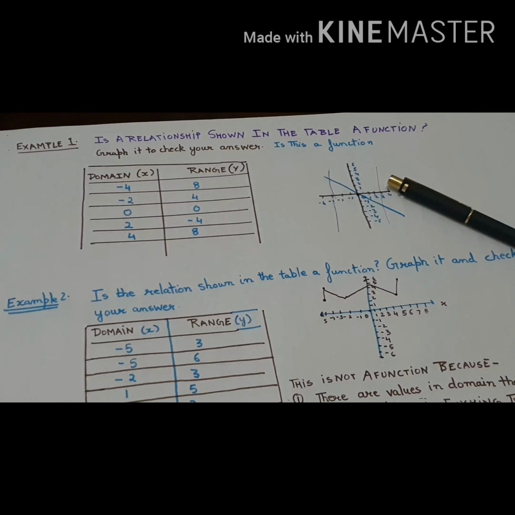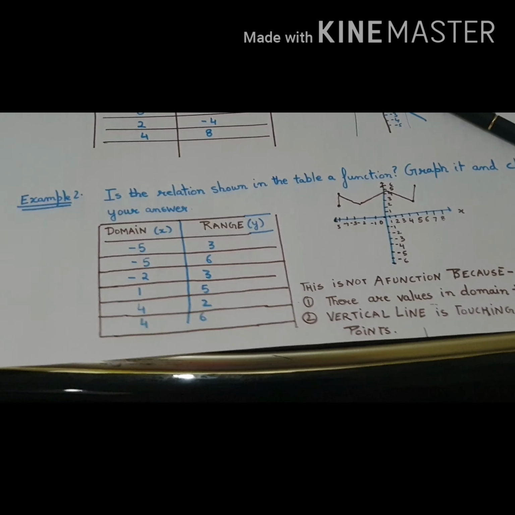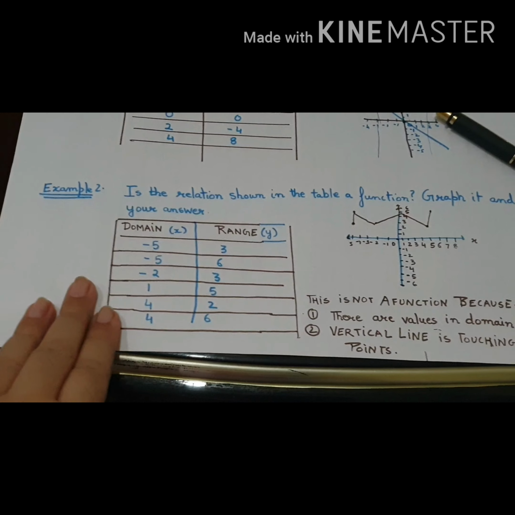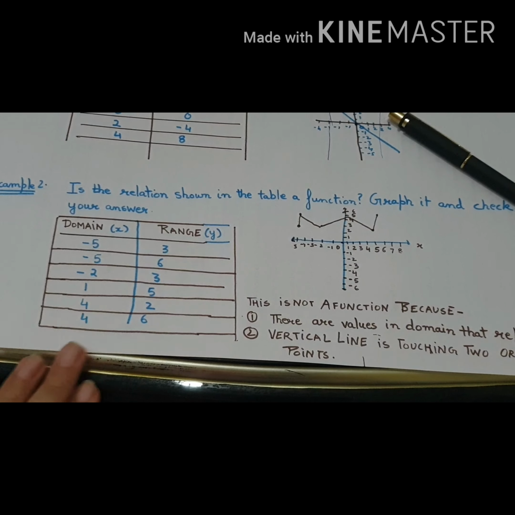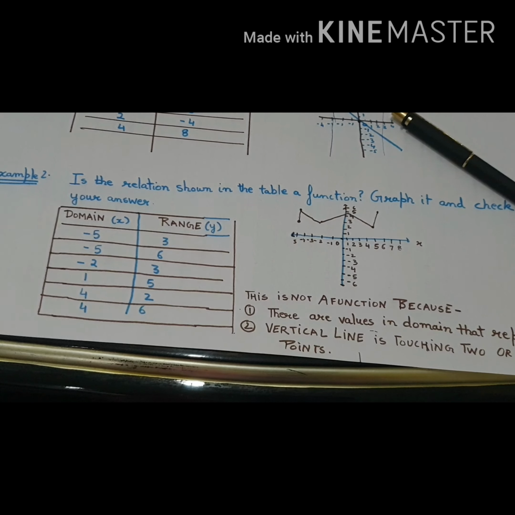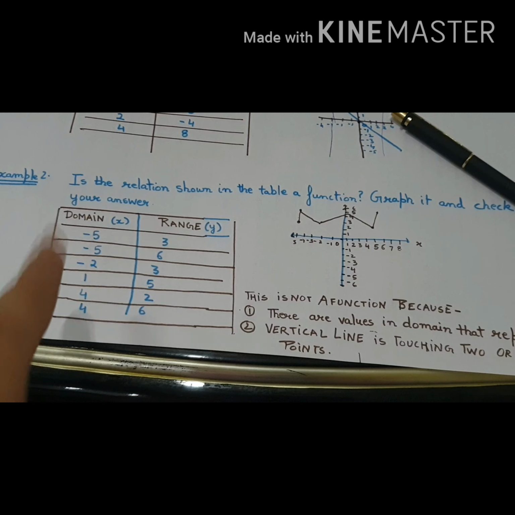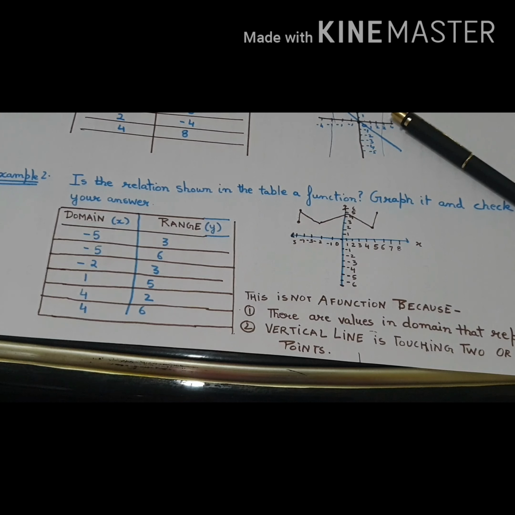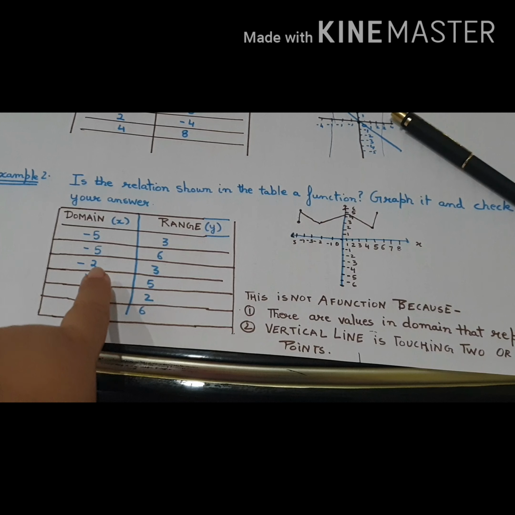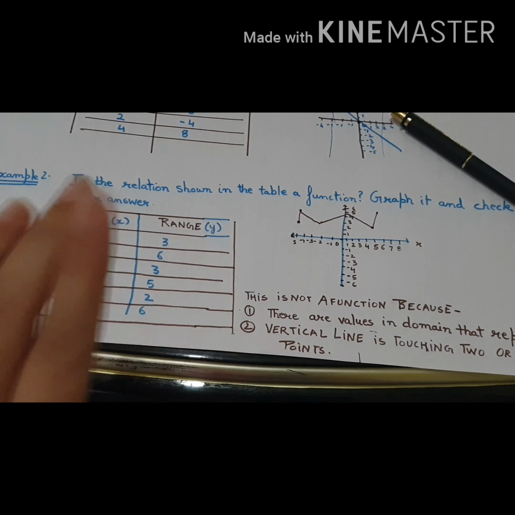Now we are going with another example. My question is, is the relation shown in the table a function or not? Graph it and check your answer. So in the same manner, the tabular form is given: domain x, range y. -5, -5, -2, 1, 4, 4. And in the range 3, 6, 3, 5, 2, 6.